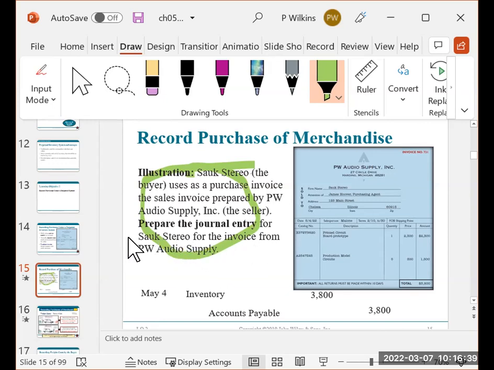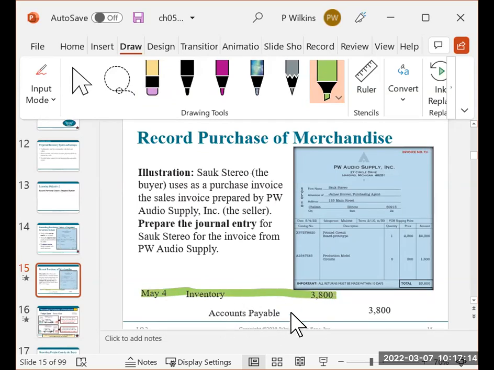Okay, so who are we? We are Sox Stereo. Who is Sox Stereo? They are the buyer, okay? So as the buyer, what did I get? Well, I got inventory. This is stuff that I'm going to be selling later. Inventory is what kind of an account? It is an asset. Assets have what kind of accounts? They have debit balances. So how are we going to make it go up? We are going to debit it. So we are going to debit inventory $3,800, May 4th.